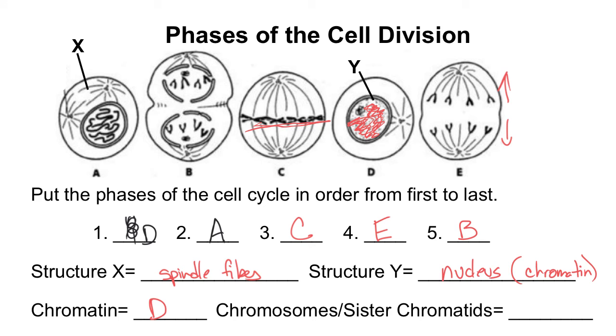Where are the sister chromatids available, or where can you see them? I can see chromosomes in A. I can see chromosomes in C. I see chromosomes in E and in B. So chromosomes and sister chromatids are visible in every step of mitosis, from A to C to E, and then finally to B. The only time chromatin is visible is in interphase. That happened actually first. Okay, let's move.